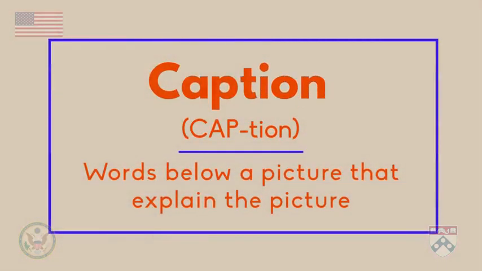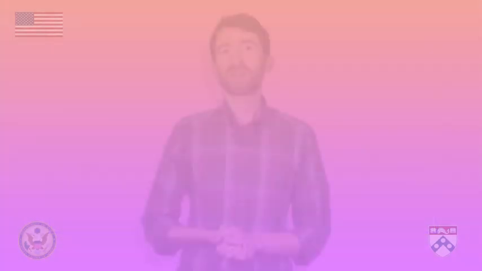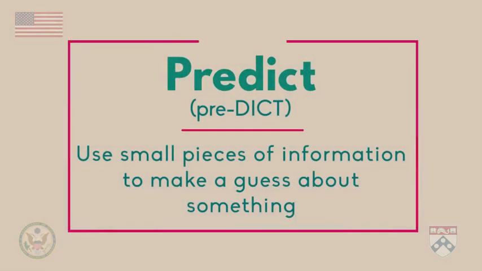Next, we look for pictures and their captions. A caption is the words or sentences right below a picture that give more information about the picture. Together with a title, pictures and their captions can help us make a guess about the overall idea of the text. This process, using small pieces of information from previewing to make a guess about something in the whole text, is called predicting.